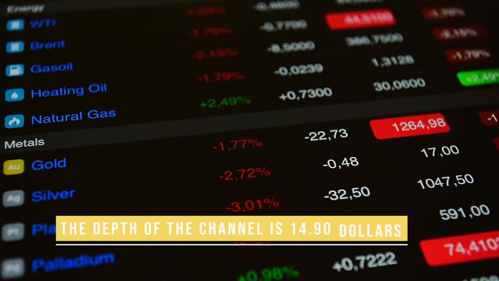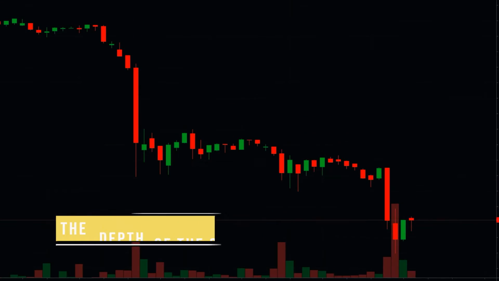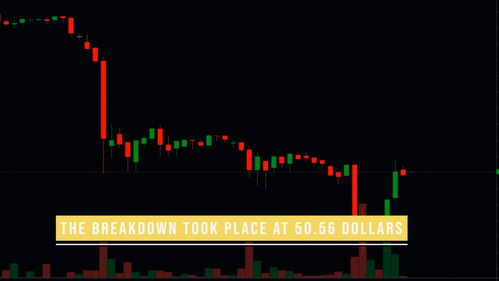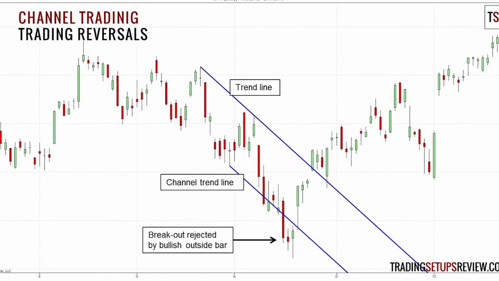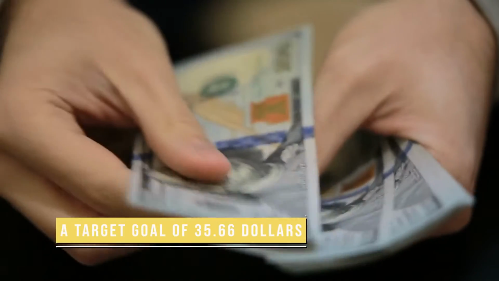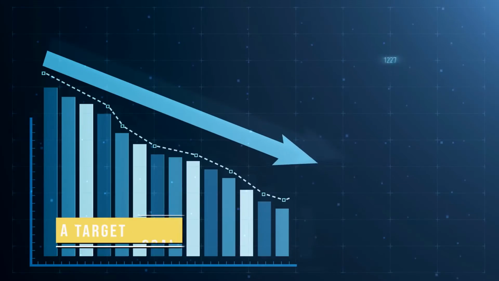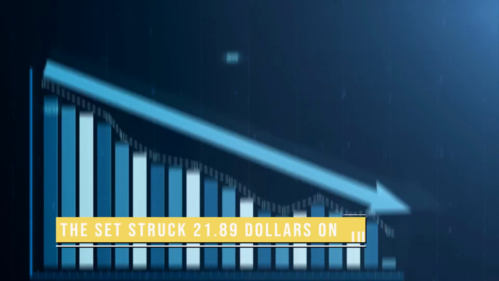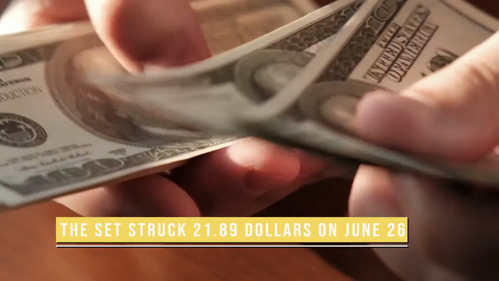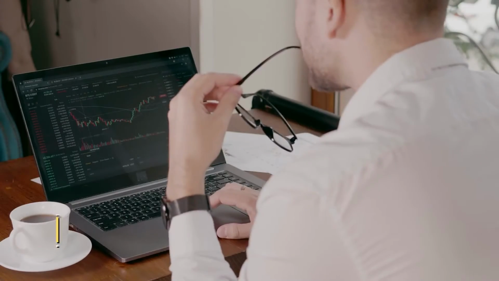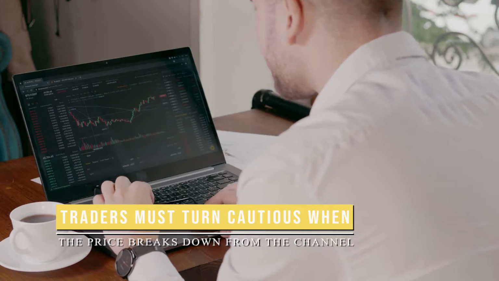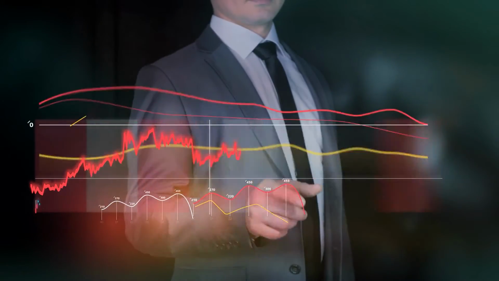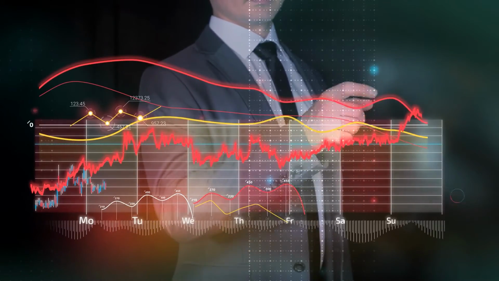The depth of the channel is $14.90, and the breakdown took place at $50.56. Subtracting the depth of the channel from the breakdown level gave a target objective of $35.66. However, the drop continued and the pair struck $21.89 on June 26th. It shows that traders must turn cautious when the price breaks down from the channel. Remember, not all breakdowns lead to an extended drop.